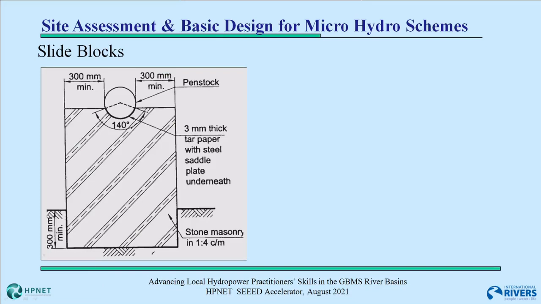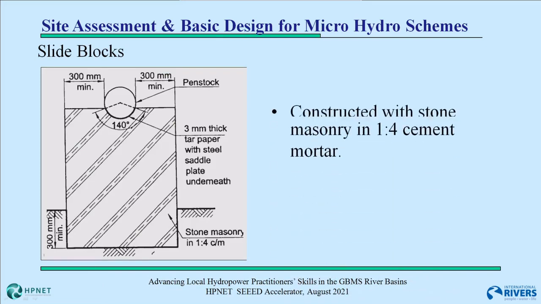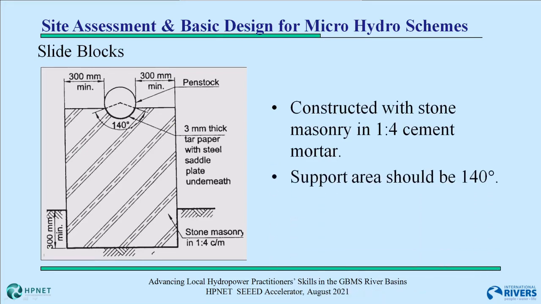Slide blocks are generally constructed out of stone masonry in 1:4 cement mortar. A 140 degree bearing area from the center of the penstock diameter should be provided to support the penstock pipe.